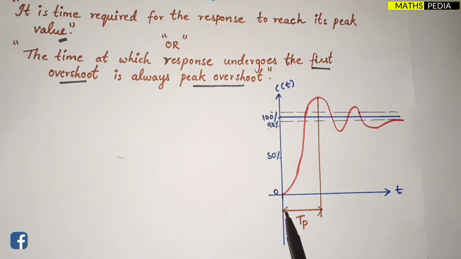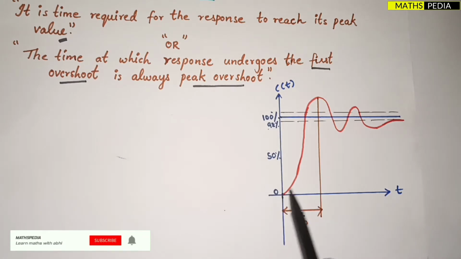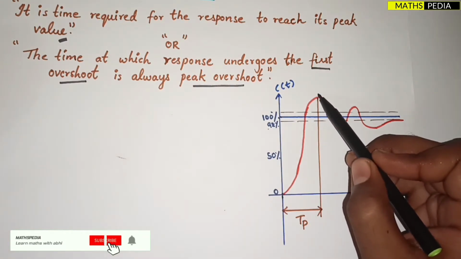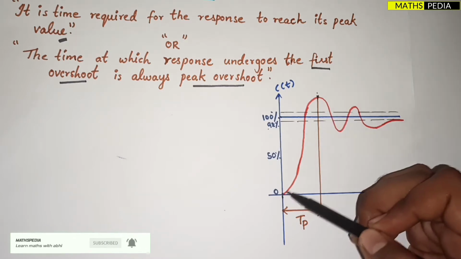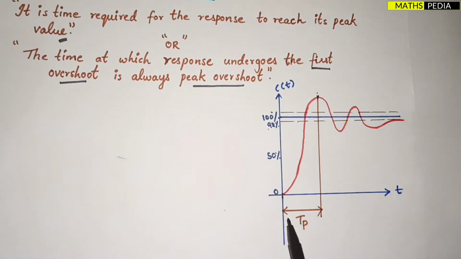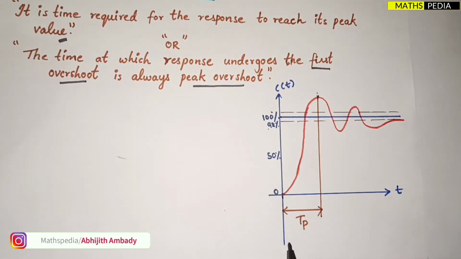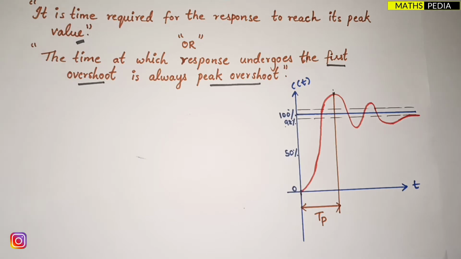So the time required, TP, is whatever time it takes to start from 0 and reach its peak value. It is reaching here, this is the peak value. From 0 to this peak value, what is the time? That is nothing but peak time. Next, let us go for the derivation part.